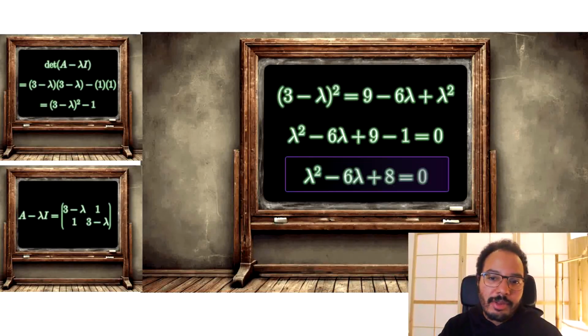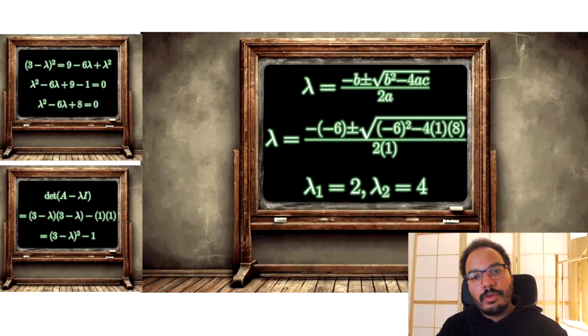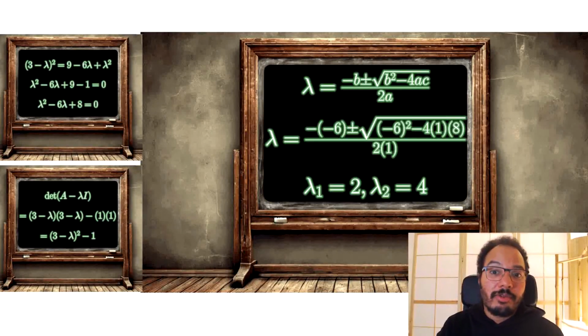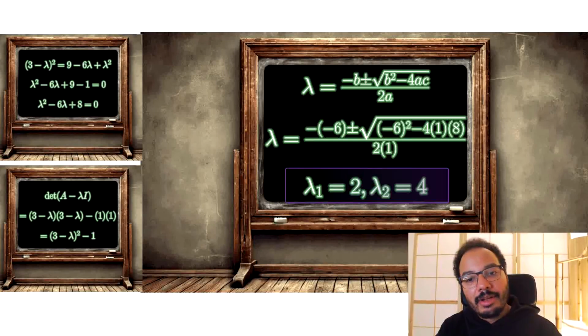And we can solve this. To solve it, we can use the quadratic formula as shown over here, or we can factor it, and the resulting lambdas are 2 and 4.